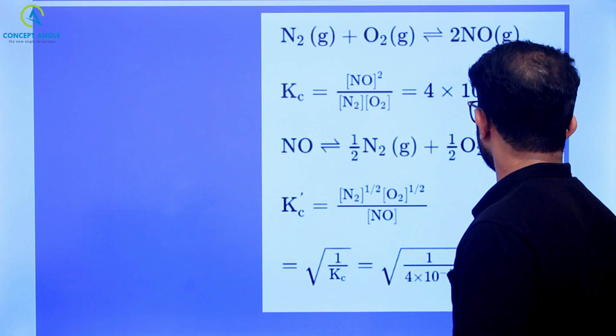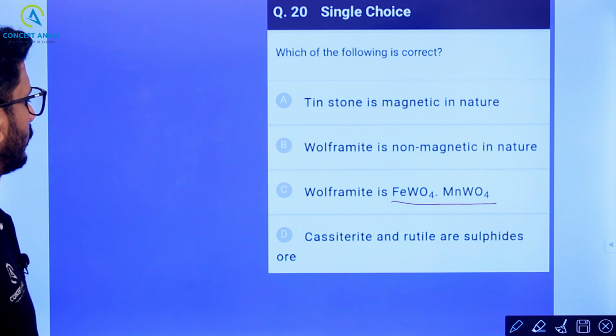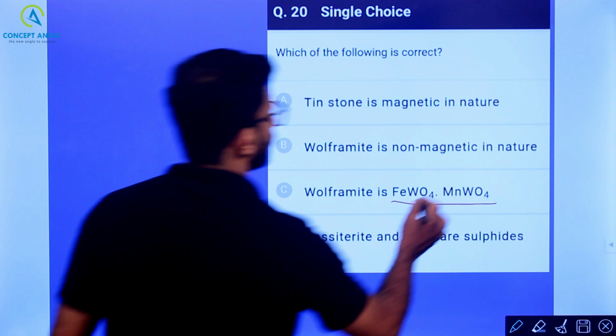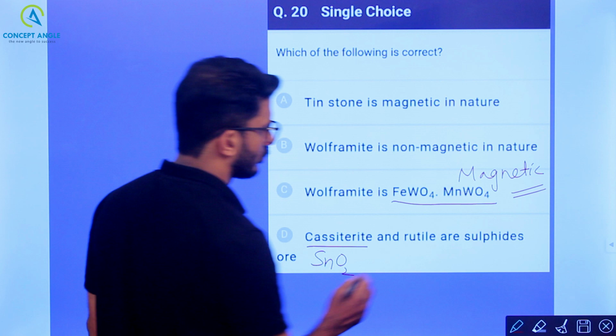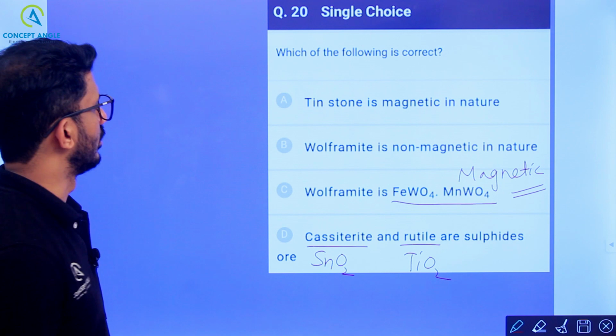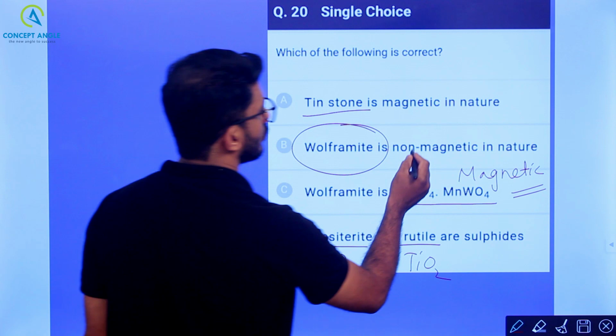Okay, let's move to the next question, question number 20. Which of the following is correct? Wolframite is FeWO4, MnWO4, and that is magnetic. Cassiterite is SnO2, tin dioxide, and rutile is TiO2. But the sulfide statement is incorrect. Tin stone, cassiterite, is non-magnetic in nature, and wolframite is magnetic in nature. So this is a correct statement.